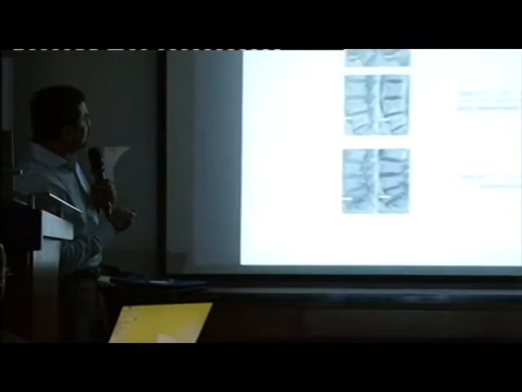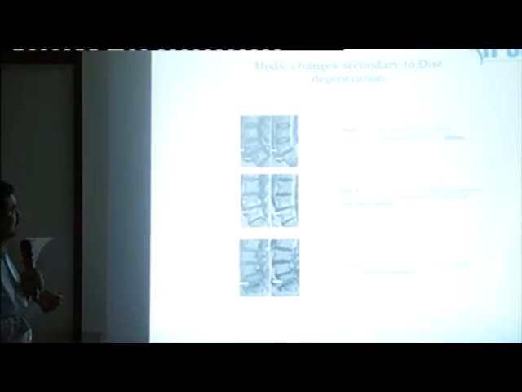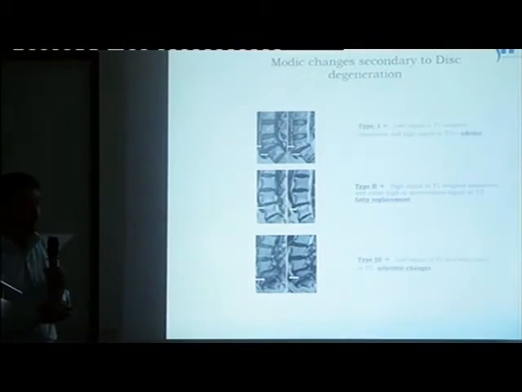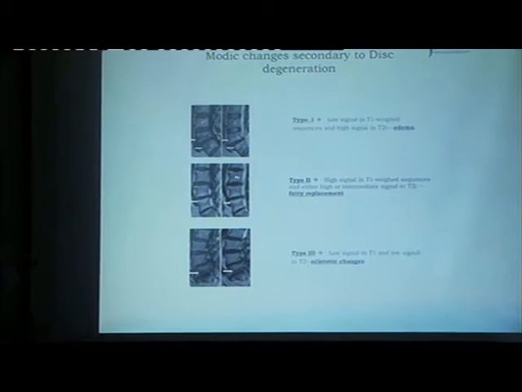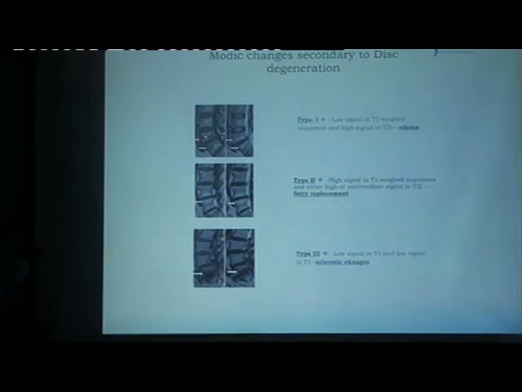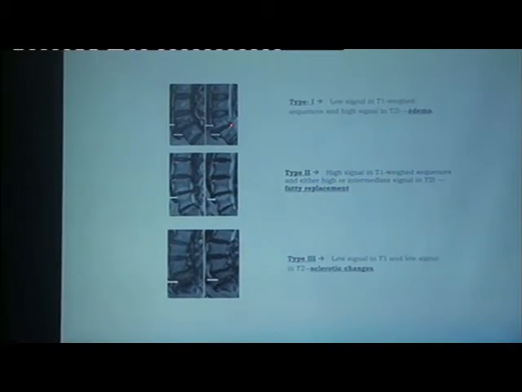Modic changes, as we already discussed, I think in the morning, yesterday I was having this lecture. So you can see here there are Modic changes. So what are Modic changes? These are basically secondary to the disc degeneration. So this happens at the vertebral end plates. Now you can see blackness here, you can see whiteness here.